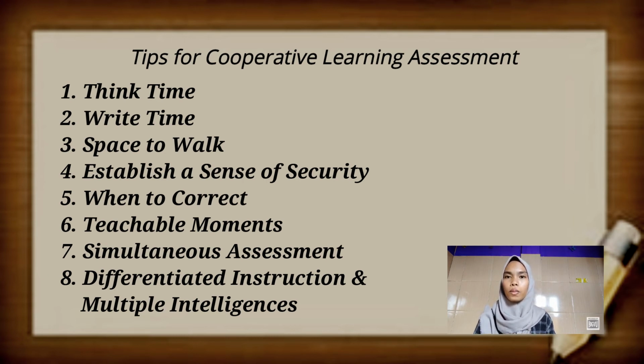Space to work. Easy access to approach teams and listen in is essential for good comparative learning assessment. Establish a sense of security. In comparative learning, students are frequently asked to share their ideas and answers with their teammates in the classroom. When to correct. If we think several teams need to hear the correction, we give the quiet signal and give the correction to the whole class.